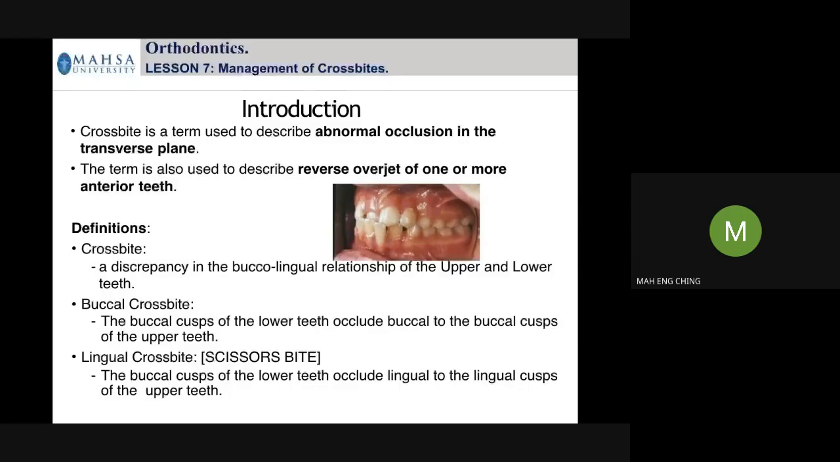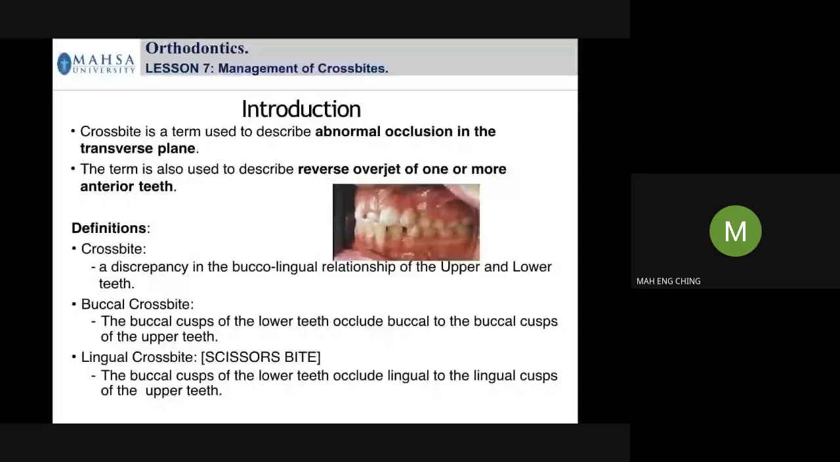So crossbite can be a discrepancy in the buccolingual relationship of the upper and lower teeth. When we're talking about crossbite, we always refer to the lower occlusion. In a buccal crossbite, the buccal cusps of the lower teeth occlude buccal to the buccal cusps of the upper teeth. Then lingual crossbite or scissor bite: the buccal cusps of the lower teeth occlude lingual to the lingual cusps of the upper teeth. So we are talking about the lower teeth, not the upper teeth.